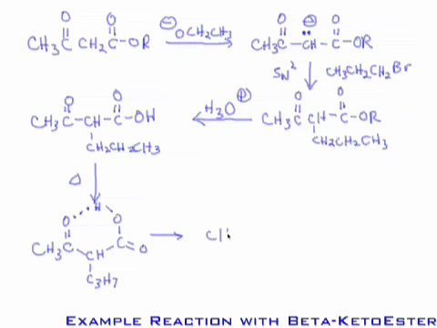in this case we would make CCH3, C double bond O. The H would add to this CH, so we'd have a CH2 and a C3H7 plus CO2 gas. So if you use a beta-ketoester, instead of getting a substituted carboxylic acid when you beta-decarboxylate, you get a new ketone. Okay? You get a new ketone.